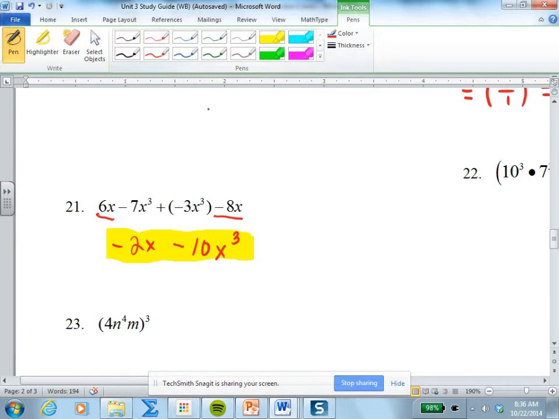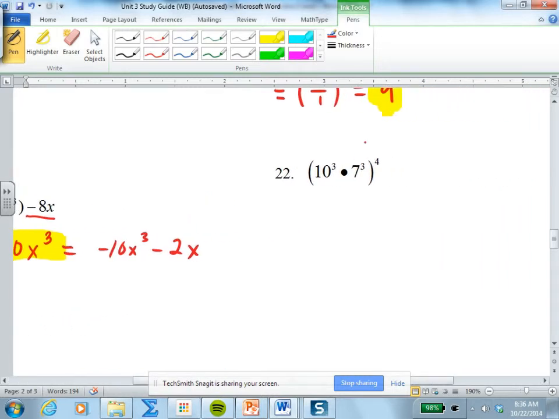Yes, question? I did negative 10x cubed minus 2x, is that correct? That is absolutely correct. The commutative property applies here. This could also be negative 2x minus 10x cubed. You could also have plus negative 10x cubed or plus negative 2x. As long as you have a 10x cubed that's negative and a negative 2x, you're good to go.